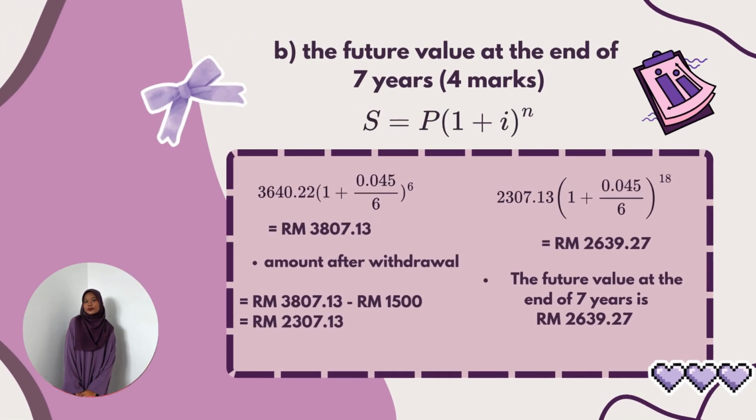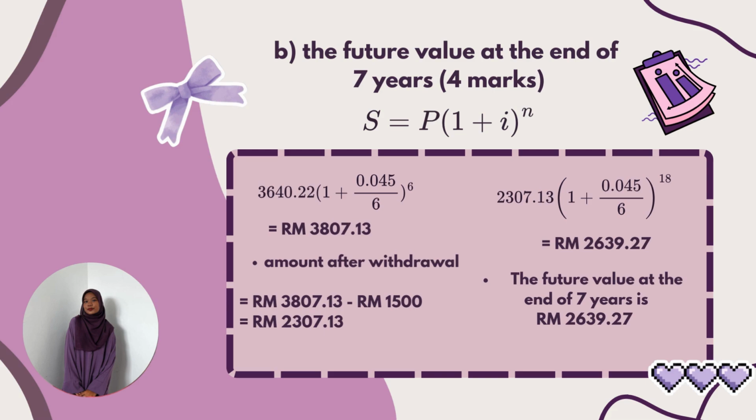So first, we have to calculate the value for the next year using the same formula, where P is 3,640 ringgit and 22 cents, i is 0.045 over 6, and n is 6. So we'll get 3,807 ringgit and 13 cents. After that, we have to minus 1,500 ringgit from the value as he withdraws the money, and we will get 2,307 ringgit and 13 cents.